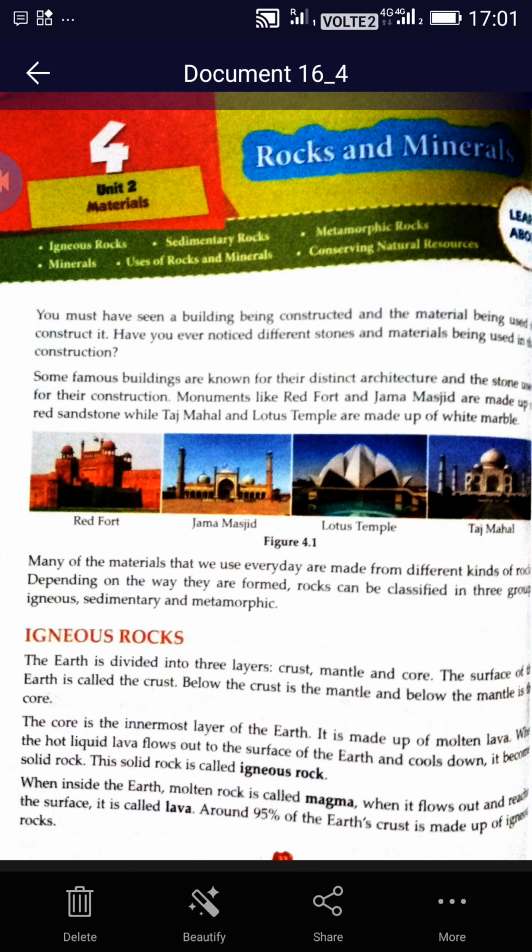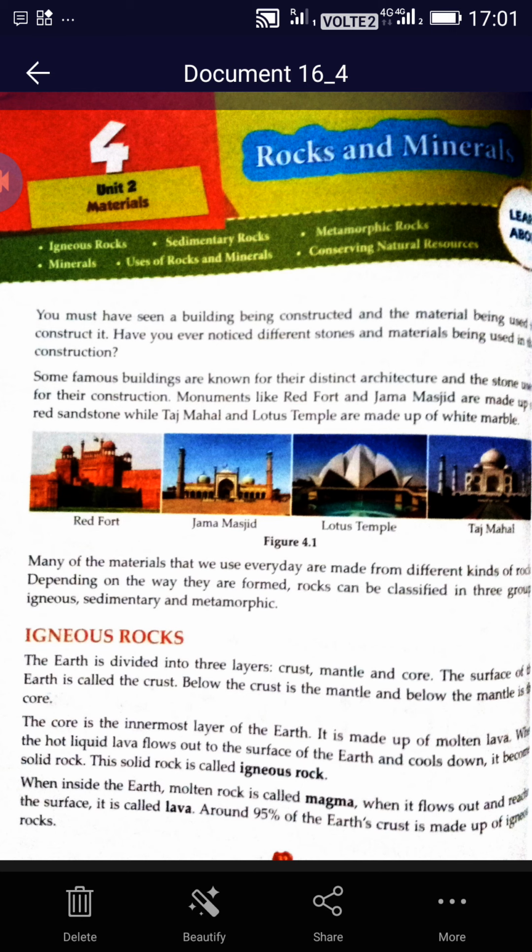The earth is divided into three layers: crust, mantle and core. The outer layer of the earth is called the crust. The second layer of the earth, that is inside the earth, is called mantle, and the third and the innermost layer of the earth is called the core. Now let's read. The surface of the earth is called the crust. Below the crust is the mantle.